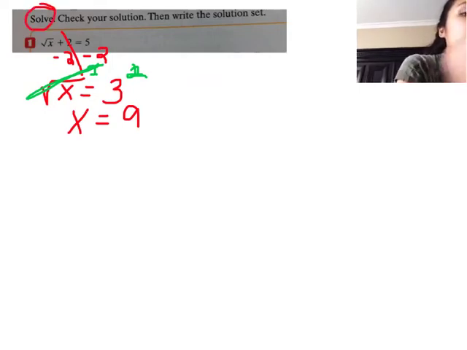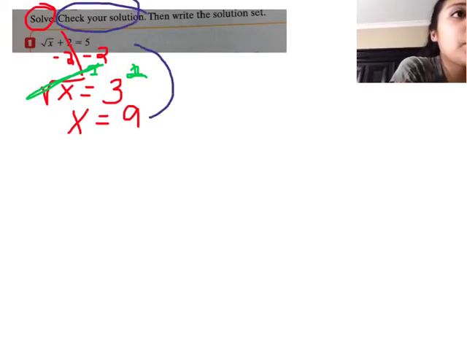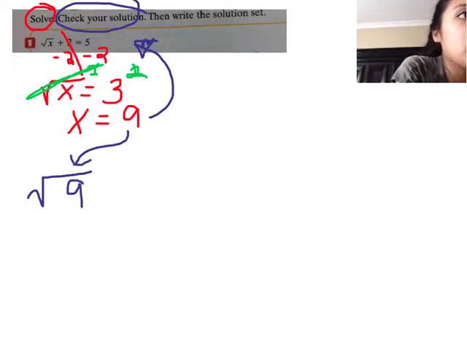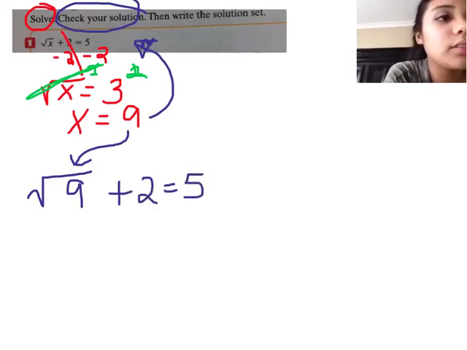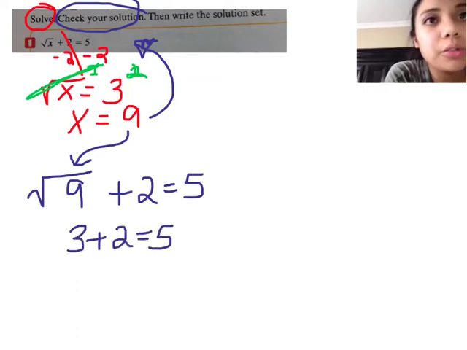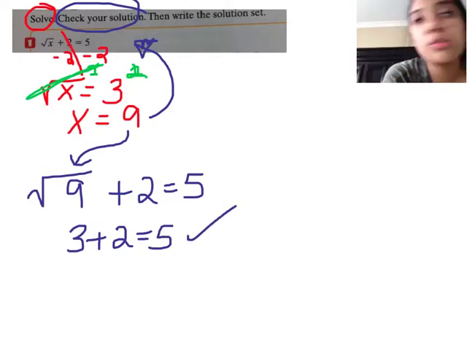Now I need to check my solution. If I were to check my solution, I'd be plugging this back into my equation. So I rewrite the original. The square root of x plus 2 equals 5. So here's where I would put 9 because that's where x is. Well, what's the square root of 9? The square root of 9 is 3, plus 2 equals 5. Is that true? Yes.